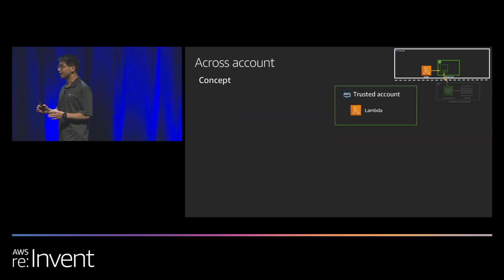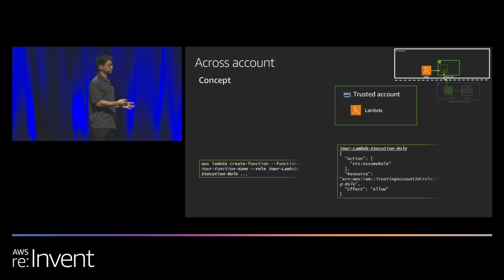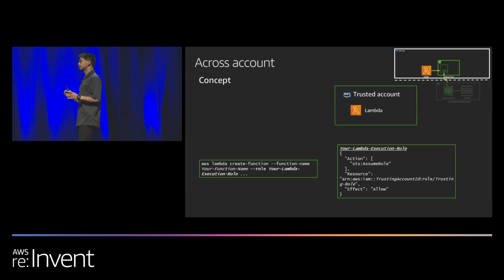Now let's move to the trusted account. The trusted account is the one that's going to construct and send this MQTT message. Here, you can see we have a Lambda in this trusted account, which is going to send the message. When we create this Lambda, we need to remember to assume the role that we just created in the trusting account. As you can see here, this execution role contains a resource which contains the trusting account role we just created.